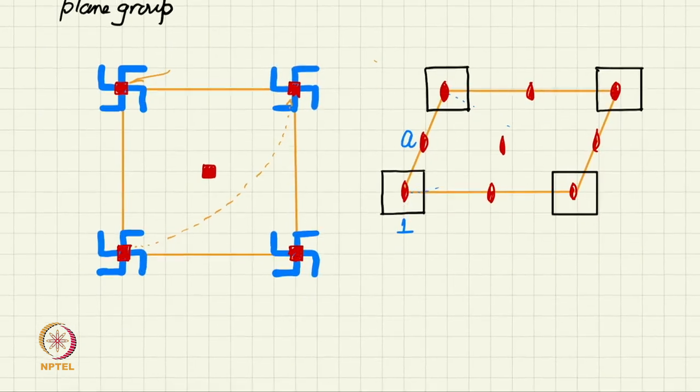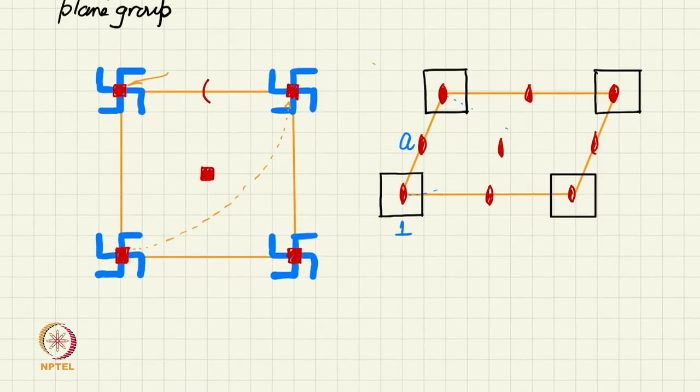And of course, you also get twofold. You should be able to quickly say where this twofold is coming from. What is the origin of these twofolds? If you rotate the pattern by 180 degree about that point, you will again get self-coincidence. It's not always easy to see in a static drawing like this.